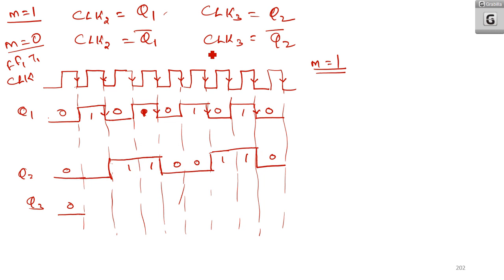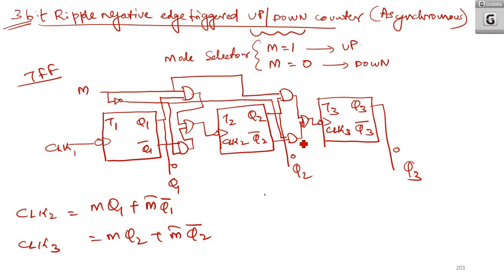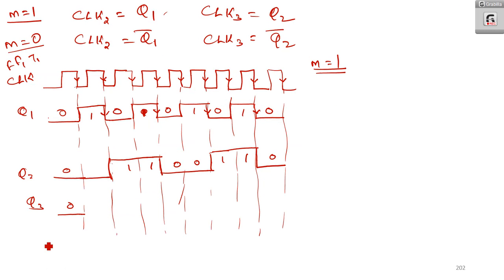Now what is Q3? Q3 means the clock is Q2. That means clock 3 you will get as Q2. That is why, when M is equal to 1, Q2 is acting as a clock for Q3. Here it is negative edge triggered, so you need to consider only these 2 points. Up till this point it will have the value 0, and at this point it will become 1, and it will become 0 only at this point. Like that it will go.